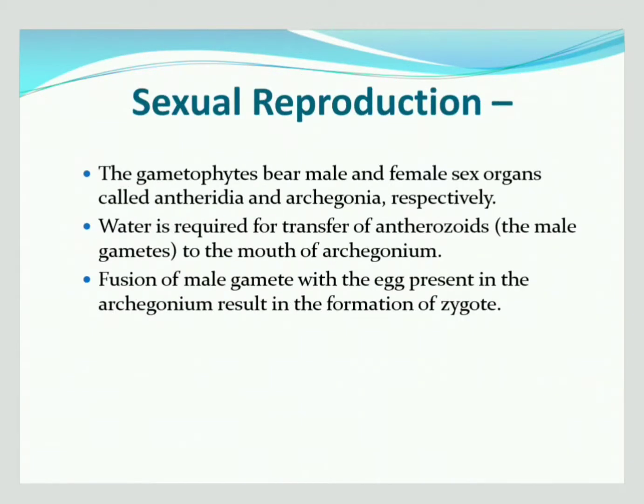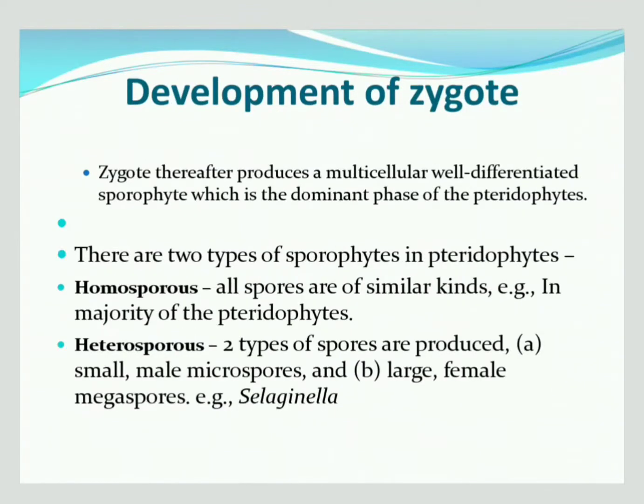Okay, so sexual reproduction. The gametophytes bear the male and female sexual organs, antheridia and archegonia. Water is required for the transfer of antherozoids, the male gametes, to reach the archegonium mouth. So they require water. The male gamete and the egg cell fuse to form the zygote. The zygote therefore produces a multicellular, well differentiated sporophyte, which is the dominant plant body.